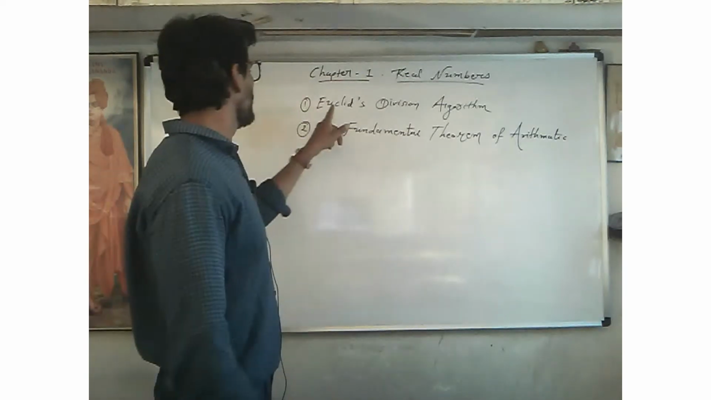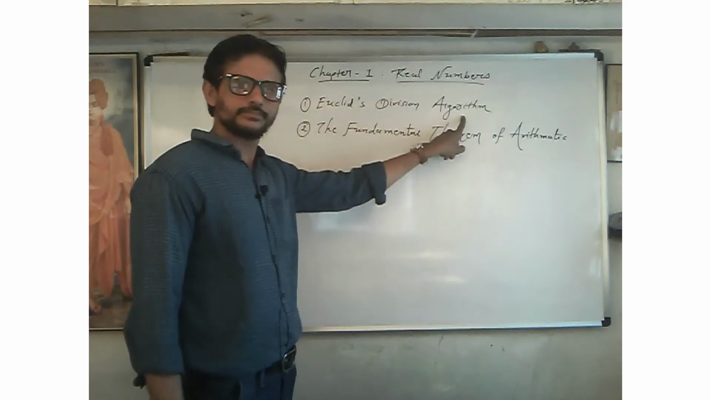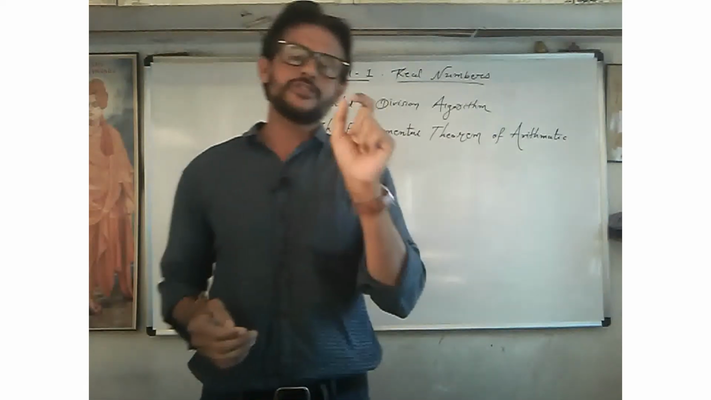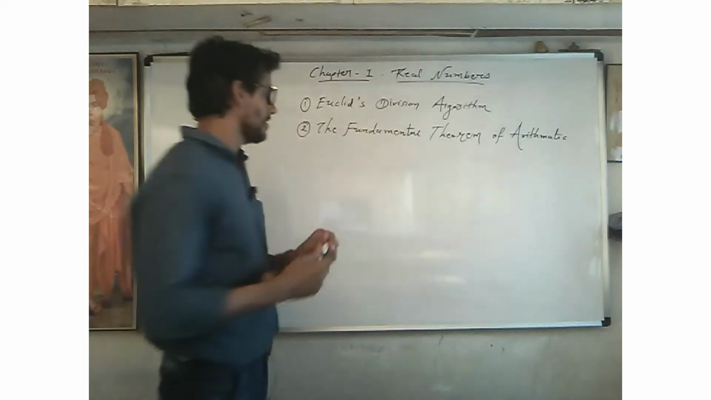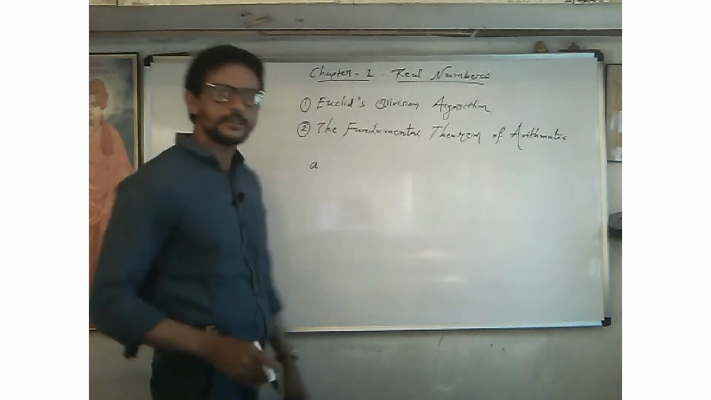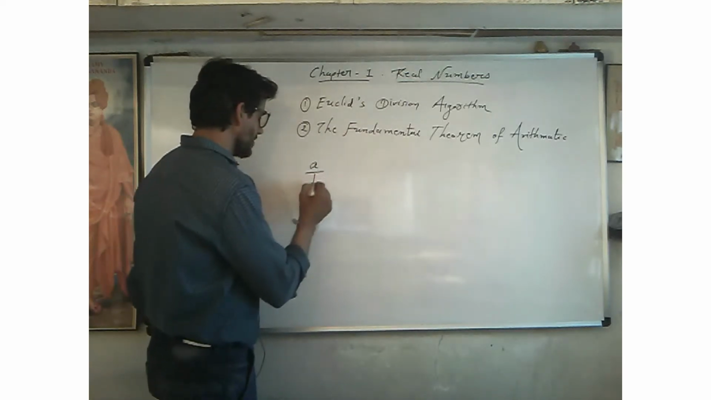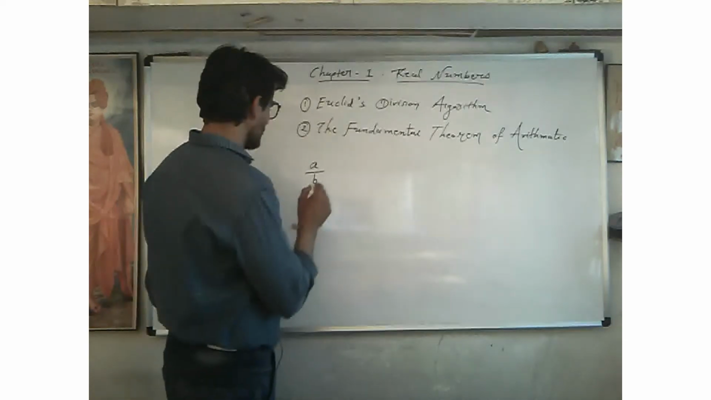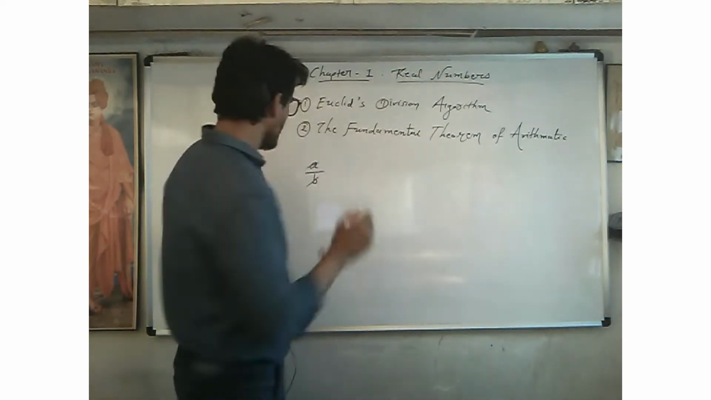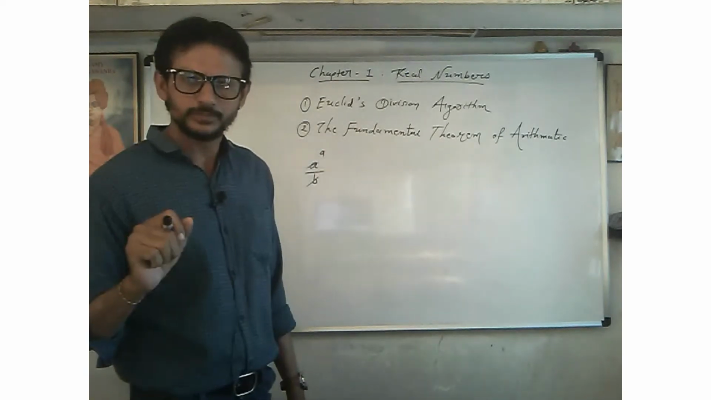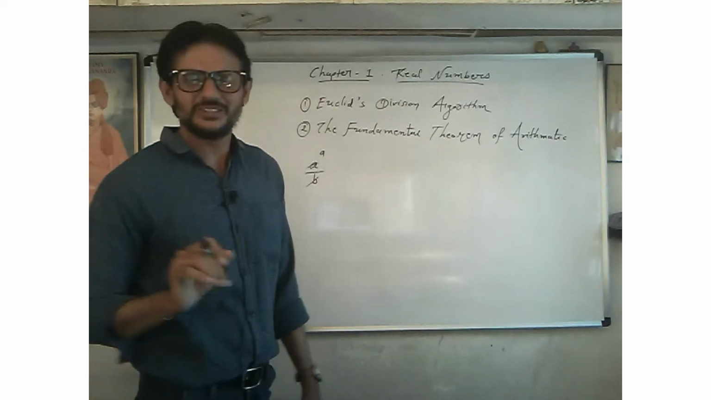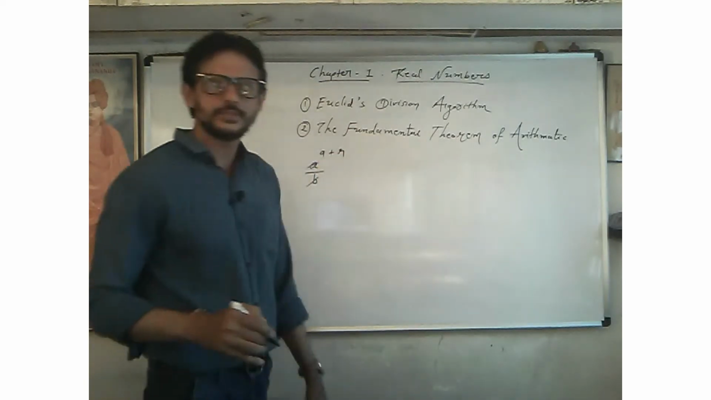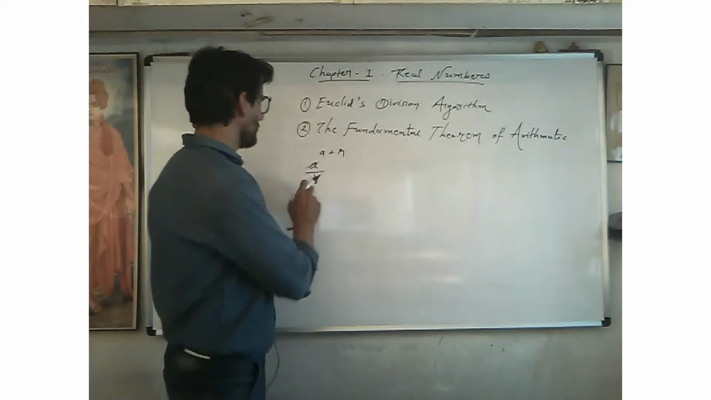First, we will discuss about Euclid's division algorithm. According to this property, suppose a positive integer a can be divided by a positive integer b in such a way that leaves a remainder. Q is not remainder, but q is a result. But remainder is r, which is smaller than b.